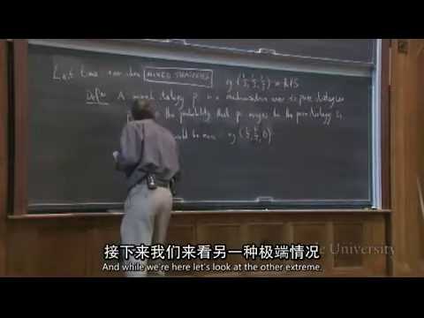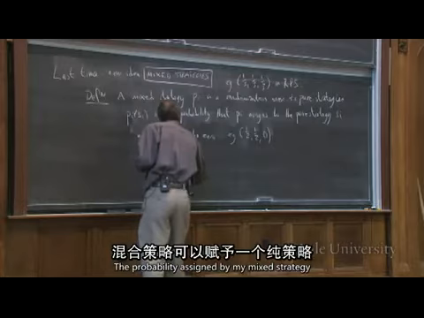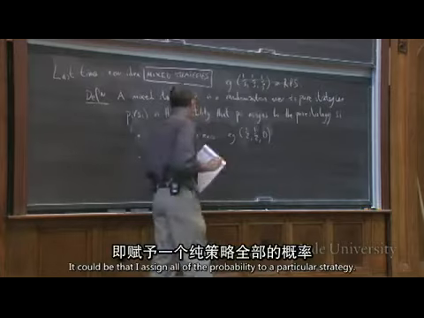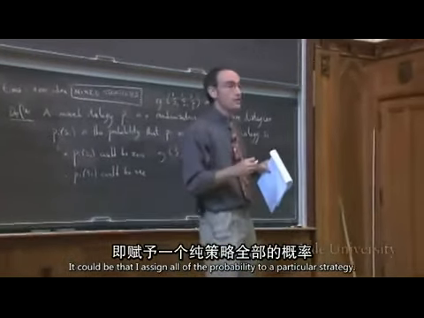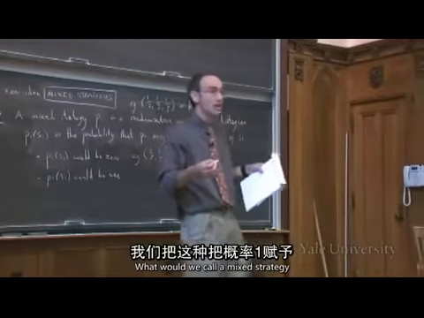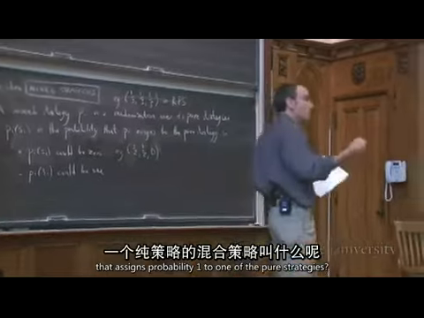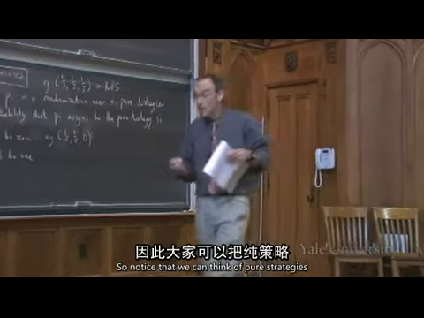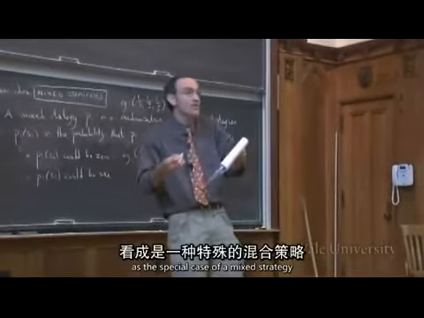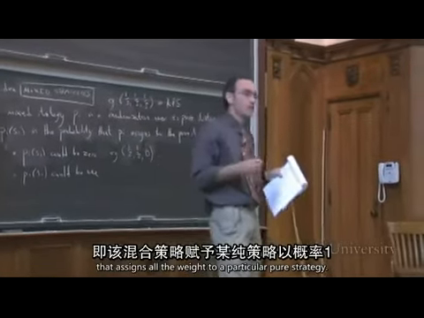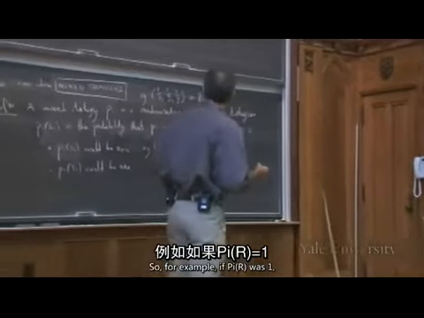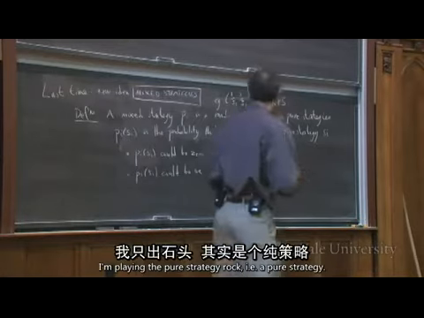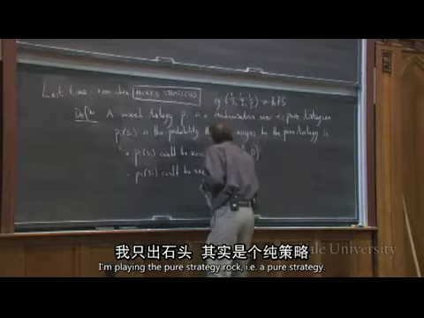And while we're here, let's look at the other extreme. The probability assigned by my mixed strategy to a particular S sub I could be 1. It could be that I assign all the probability to a particular strategy. What would we call a mixed strategy that assigns probability 1 to one of the pure strategies? What's a good name for that? That's a pure strategy, right? So notice that we can think of pure strategies as the special case of a mixed strategy that assigns all the weight to a particular pure strategy. So for example, if P sub I of rock was 1, that's equivalent to saying that I'm playing the pure strategy rock.